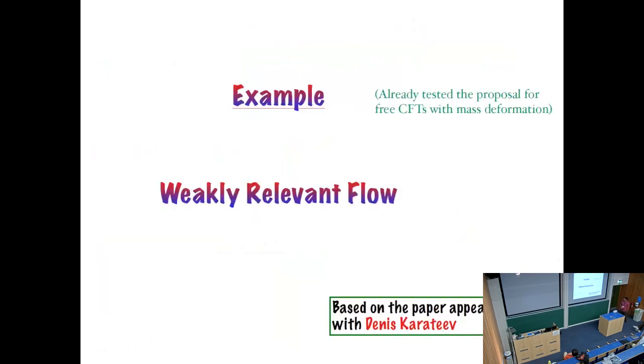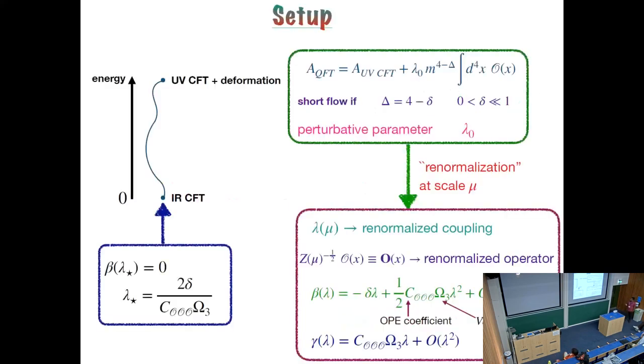Okay. So now with the time I have, let me try to explain one example of how to work out this background field approach and whether it is useful to compute this change of A and C anomaly values, which is a simple example which we are calling a weakly relevant flow. So what is a weakly relevant flow? We start with a UV CFT and a deformation, and the deformation operator is weakly relevant in the sense that its scaling dimension is 4 minus delta, where delta is much less than 1. And this lambda 0, the coupling of the deformation, we also treat as a perturbative parameter.